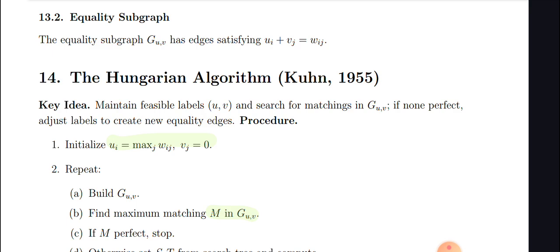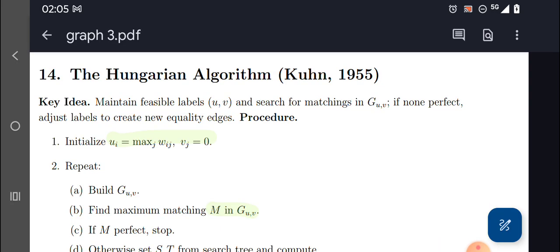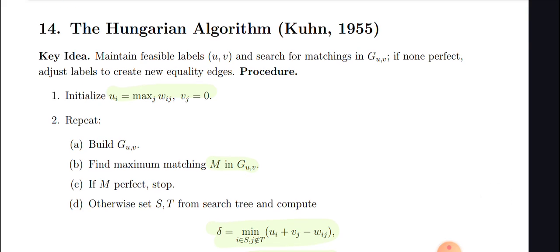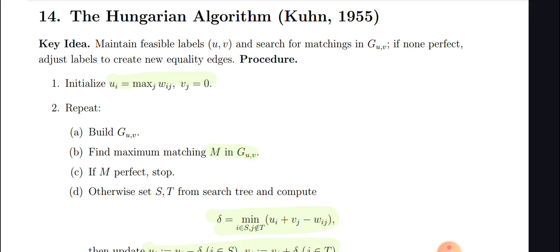Let's talk about that label adjustment step. That's the core of it. So we've found a maximum matching in our current equality subgraph, but it's not perfect yet. We're stuck. We are, so we run our augmenting path search again, but only on the equality edges. We find our reachable sets, L and T. Since we failed, we know there's no augmenting path within the current equality subgraph. So the solution is to create a new equality edge where the search got stuck, between some vertex in our reachable set and some vertex that's not in the reachable set.